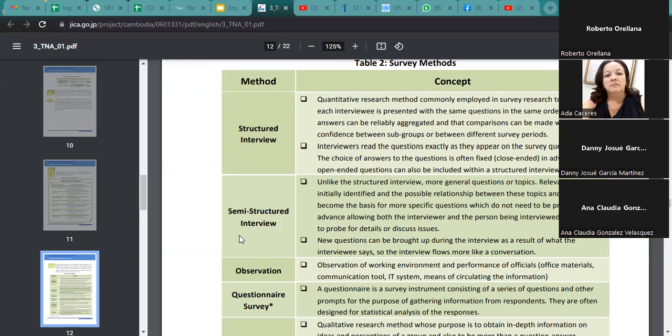Semi-structured interview. Unlike the structured interview, more general questions or topics. Relevant topics are initially identified and the possible relationship between these topics and the issues become the basis for more specific questions, which do not need to be prepared in advance, allowing both the interviewer and the person being interviewed the flexibility to probe for details or discuss issues. New questions can be brought up during the interview as a result of what the interviewee says. So the interview follows more like a conversation. Okay, what did you get from this?